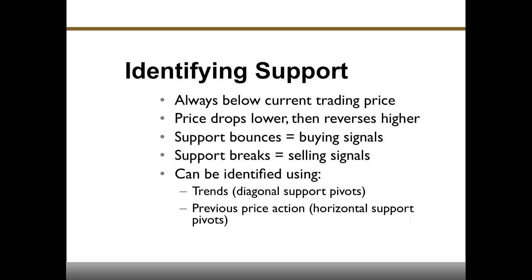Visually, support pivots can be identified in two ways: as a diagonal line, such as you see from a rising moving average line, or from previous price action, which produces horizontal lines below the current trading price. It is reasonable to use both types of support identification when analyzing a chart, since they are not exclusive.